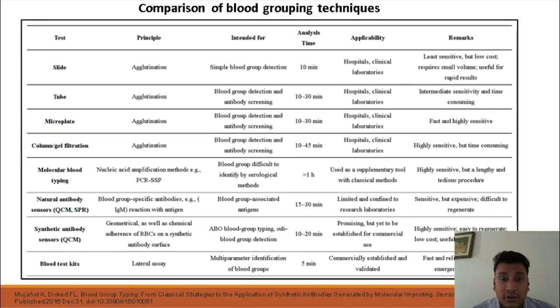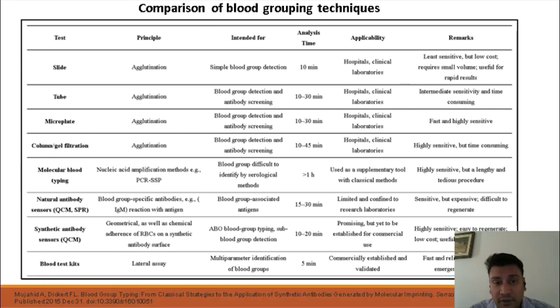Comparison of various blood grouping techniques. If we look at this table, the slide and tube methods, and the microplate and column methods all follow the principle of agglutination. Slide is a very simple method for only blood group detection, only forward grouping, whereas tube can be used for blood grouping as well as antibody screening and identification. Similarly, microplate is also for grouping and antibody screening, and column gel technology as well.